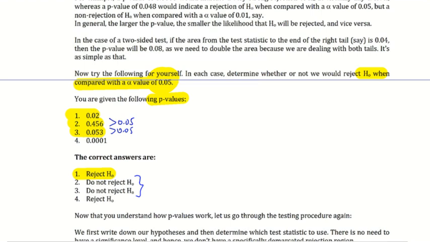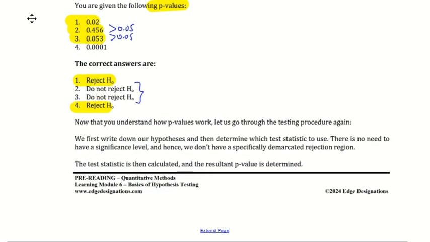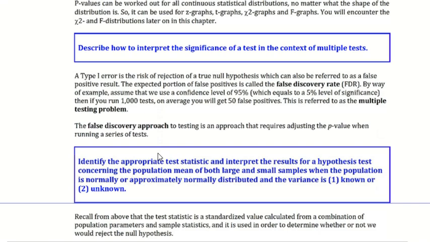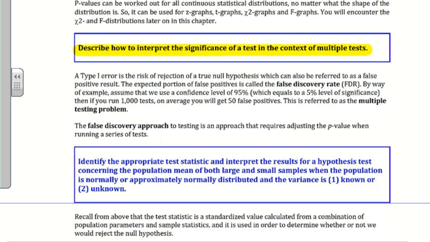And the last one is 0.00001, which is very low. Fantastic. I'm able to reject the H0. And there are your various steps involved. Okay. Good. And that takes us then on to page 16. And we have our learning objective over here. Describe how to interpret the significance of a test when I'm doing multiple tests.